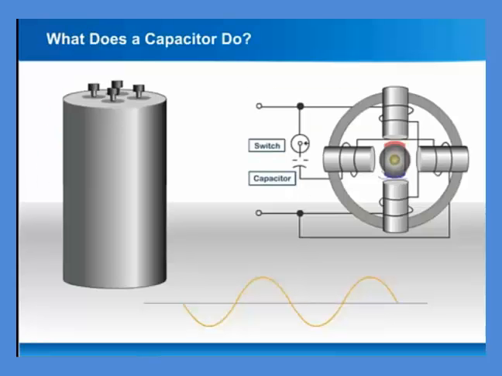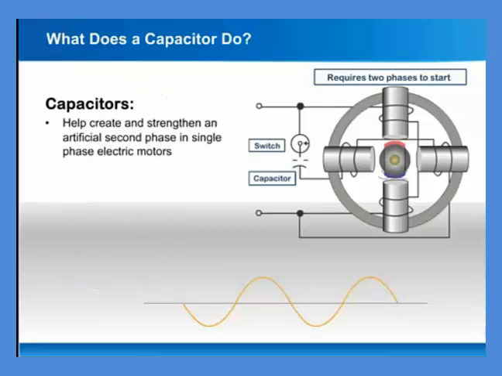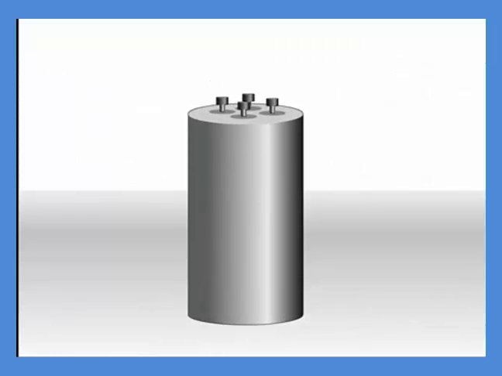What does a capacitor do? A single-phase AC induction squirrel cage motor requires 2 phases to start. The capacitor will create an artificial second phase that allows the motor to start and run. A capacitor is a device capable of storing and releasing electrical energy.